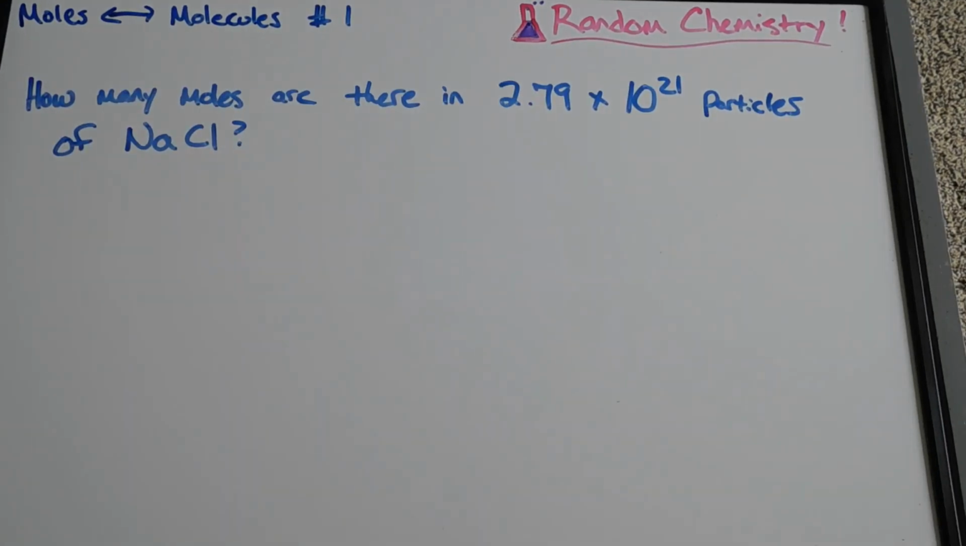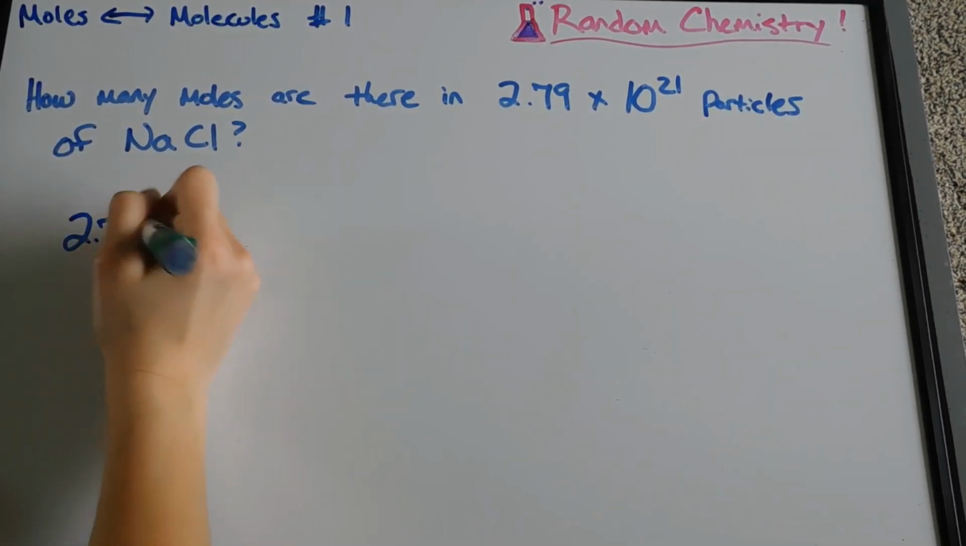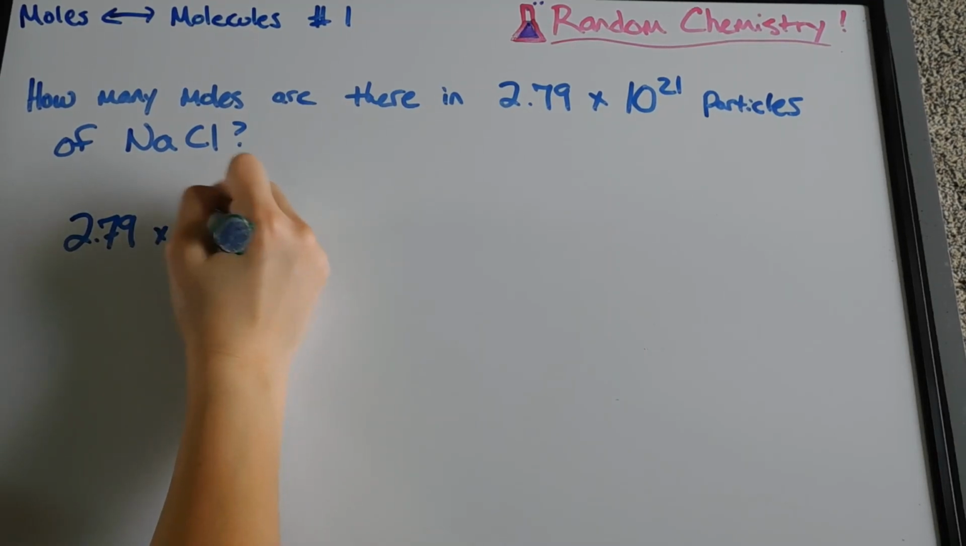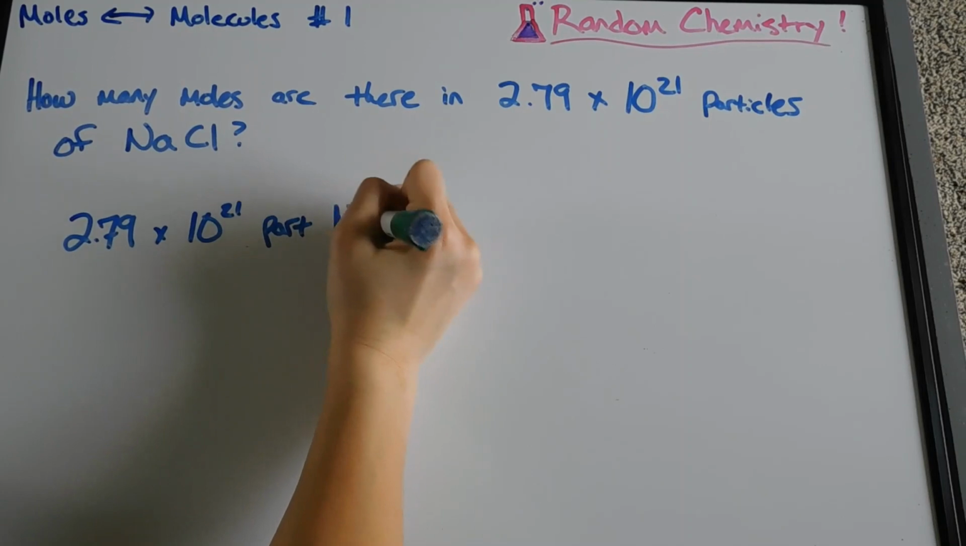Here's our last question for this video. How many moles are there in 2.79 times 10 to the 21st particles of sodium chloride? Start with what we're given. 2.79 times 10 to the 21st particles of sodium chloride.